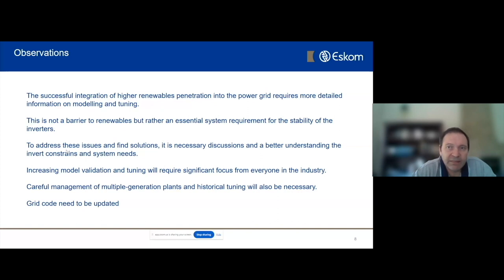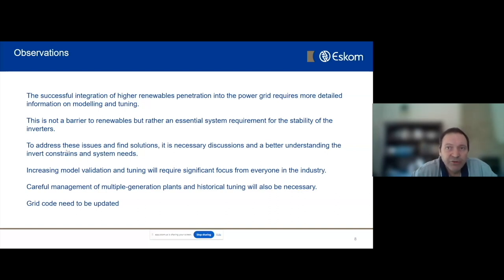People often speak about inertia and these problems, but before you get to those system problems, there's about five different dimensions of issues that need to be addressed. But all of them come back to how we model the details of these plants, the compliance requirements to the grid code, and the enhancements in the grid code that need to be adapted to the changing environments with higher penetration renewables. So to have successful integration of higher penetration into the grid, we really require increased modeling details and tuning.